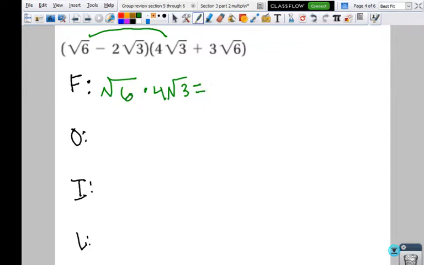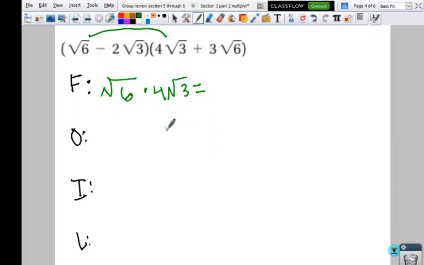Jace, when I multiply these together, what am I gonna get? When I multiply my firsts together, the square root of 6 times 4 square root of 3, what do I get?